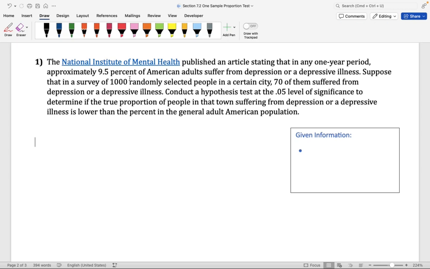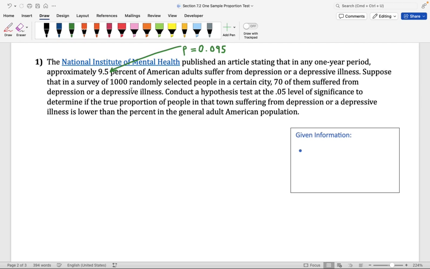The National Institute of Mental Health published an article saying that in any 1 year period, approximately 9.5% of American adults suffer from depression or a depressive illness. So notice, this is a claim being made about the whole population, about all American adults. So here, I'm already thinking that they're claiming P to be equal to 0.095. Remember, when we say P, we need to state this value as a proportion, not as a percentage. Here we have 9.5%. If we divide this by 100, we get 0.095, which is the proportion equivalent to 9.5%. Let's continue reading the problem.